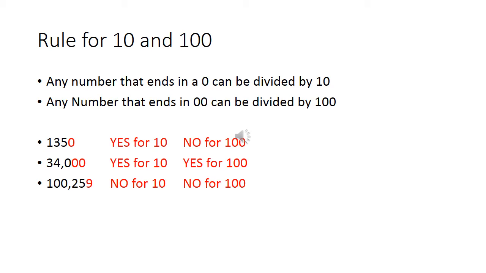34,000 ends with 2 zeros, so yes, I can divide it by 10, because there's 1 zero at the end, and yes, I can divide it by 100 because there are 2 zeros at the end. If you're wondering, it ends with 3 zeros, so I can divide it by 1,000 as well. Anyway, the last number, 100,259, ends with a 9, so no, I can't divide it by 10, and no, I can't divide it by 100.